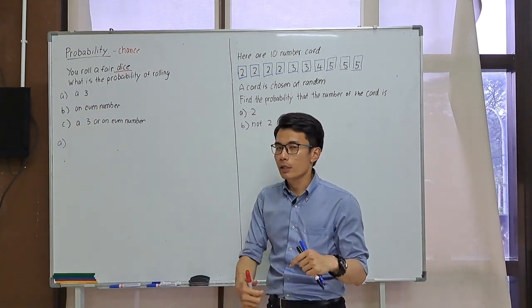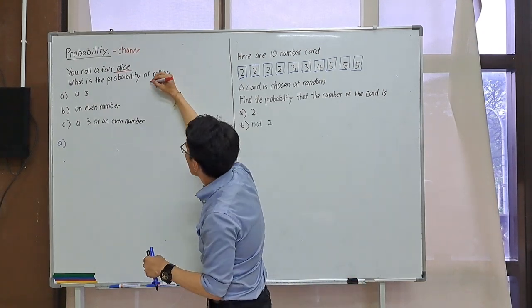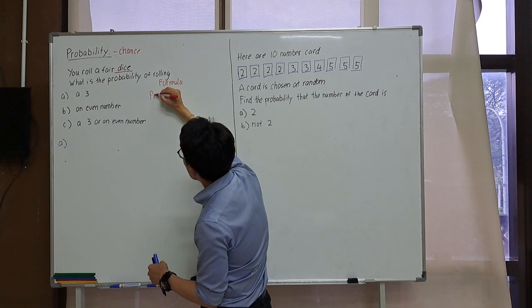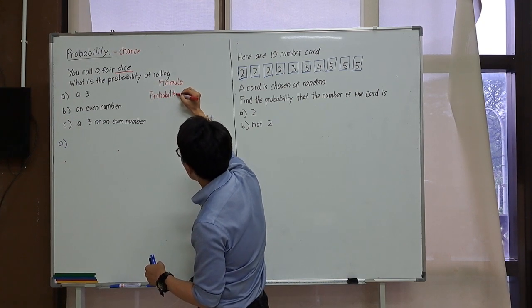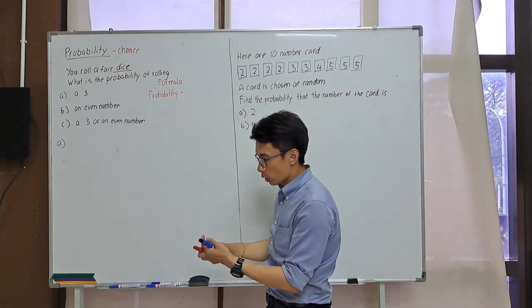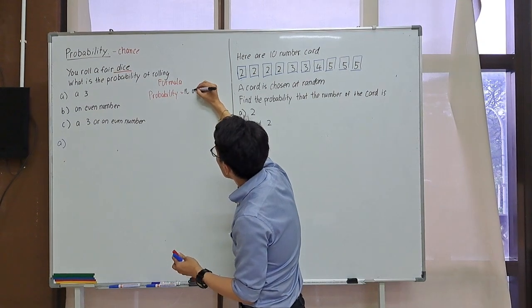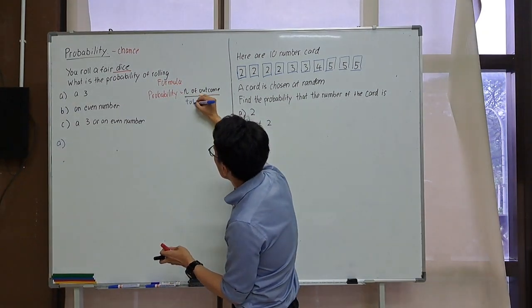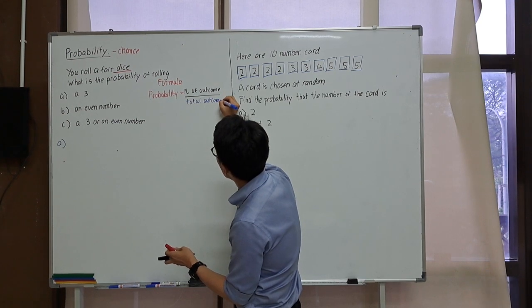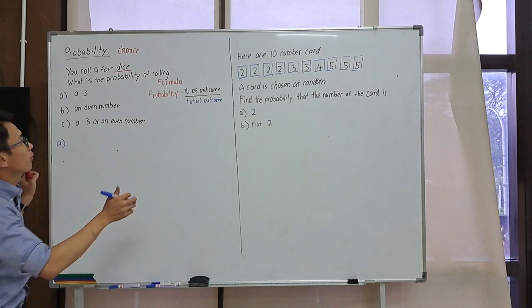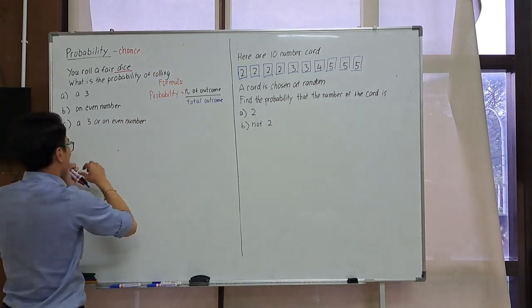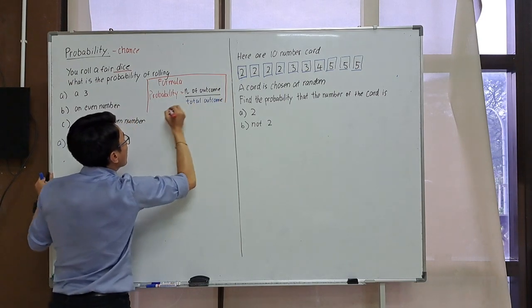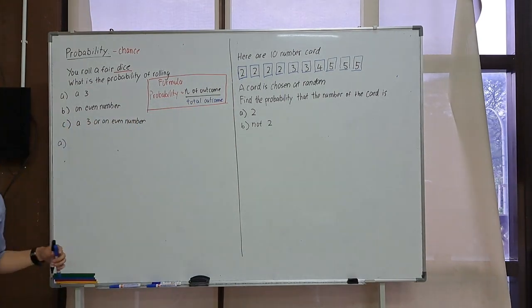So how do we calculate probability? There is a formula we must follow. It is a very simple formula. So I'm going to write here the formula for probability. The probability of an event, whichever event you're interested in, equals the number of outcomes over the total outcomes. So that's the main formula in probability. I'm going to put a box around it. Again, this is the main formula that we use in probability.